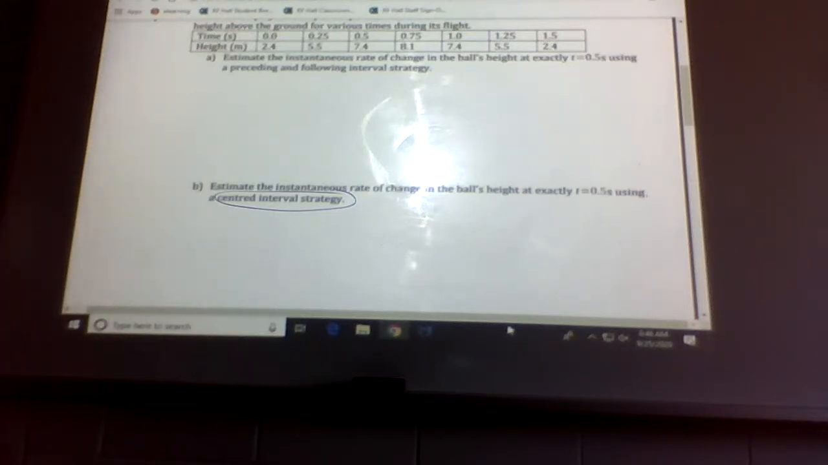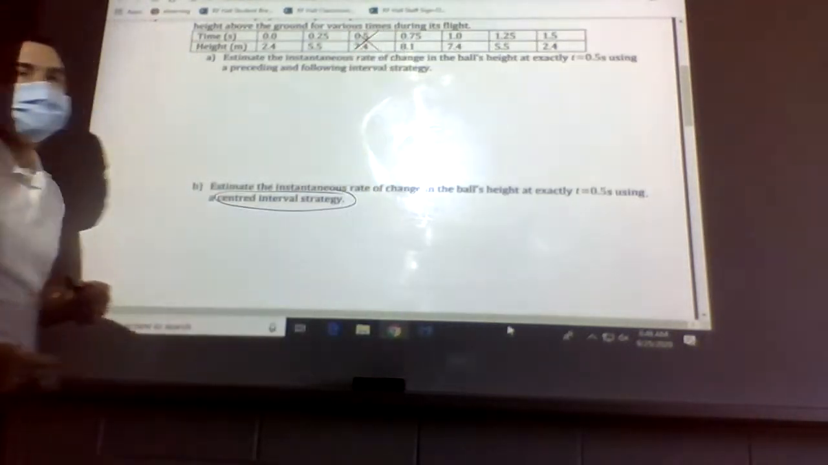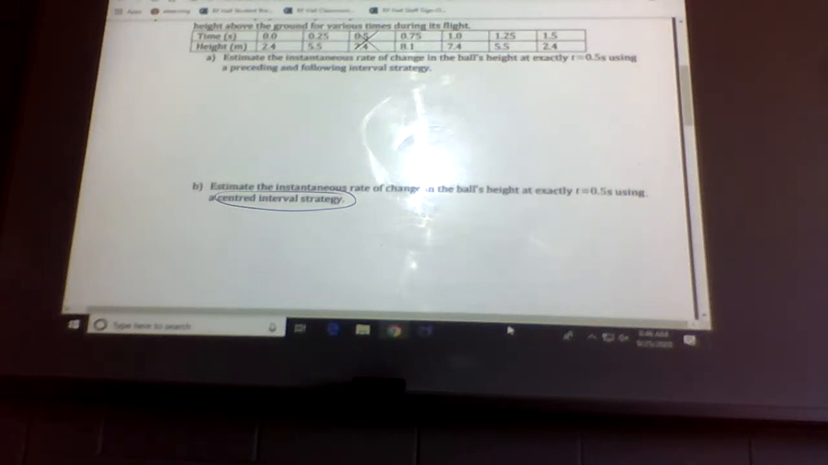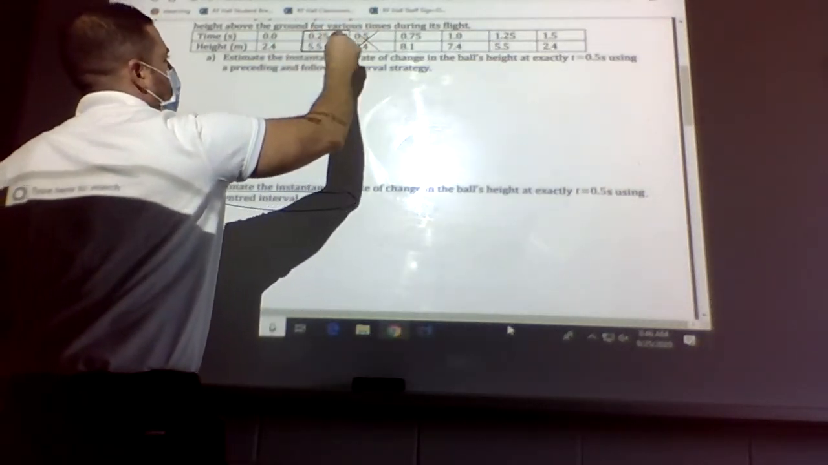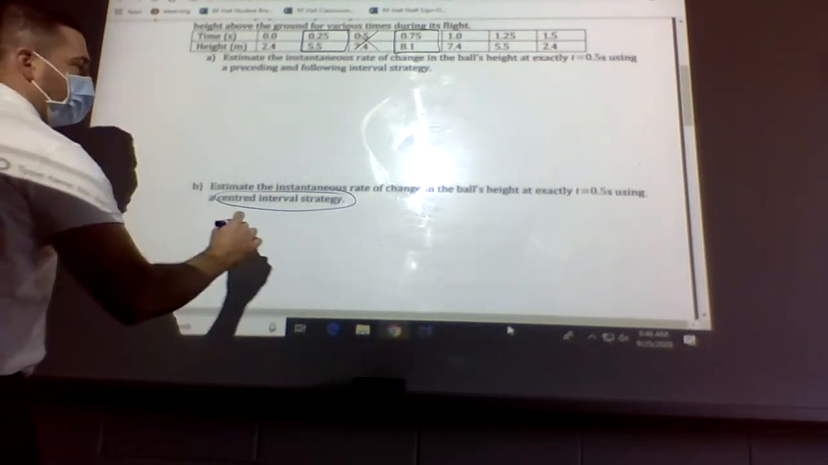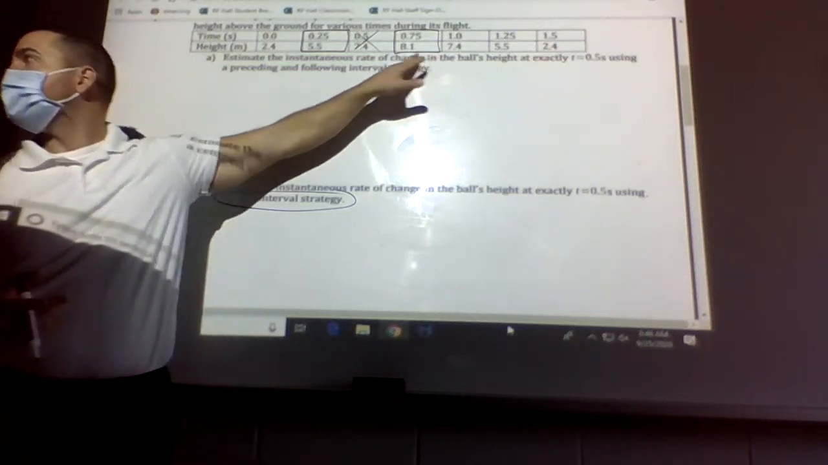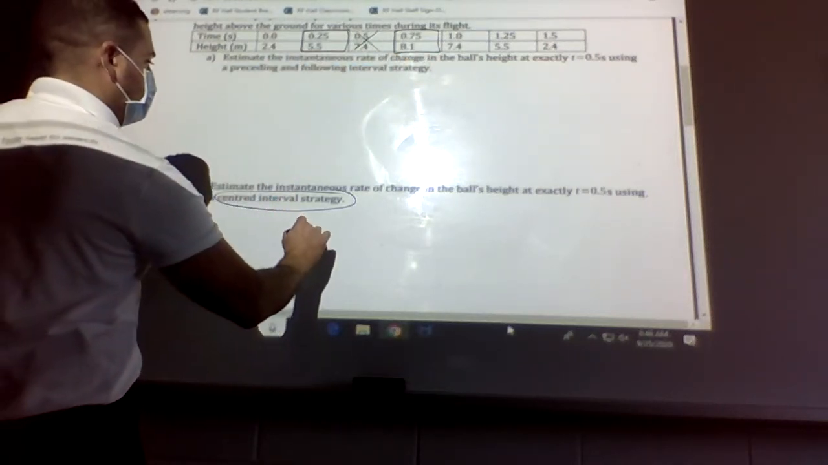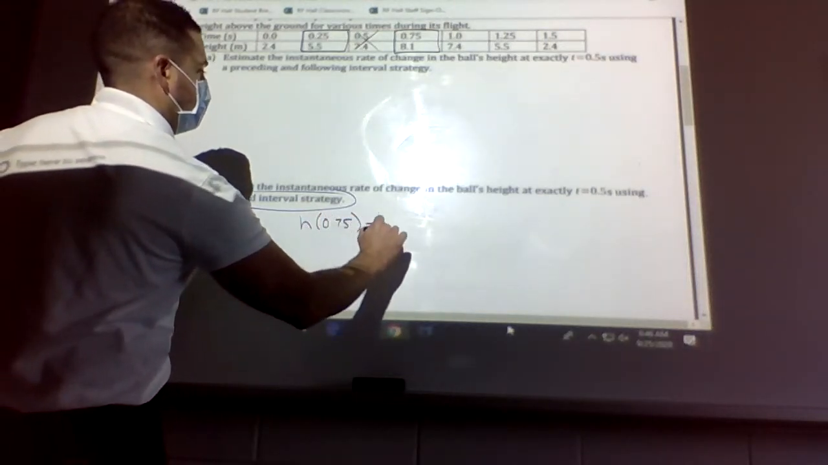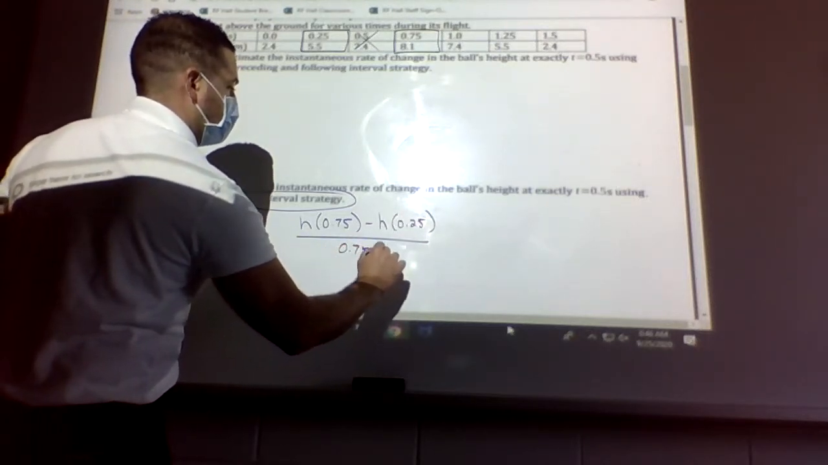What centered is, you take a point before and a point after, and then you do those 2. So for centered, we're not going to use this point here. Even though we're looking at 0.5, we're not going to use 0.5. What we do instead is take a point before and a point after, and the interval still has to be the same. So if you use a quarter before, you have to do a quarter after. So what we have is the height at 0.75, subtract the height at 0.25, all over 0.75 minus 0.25.